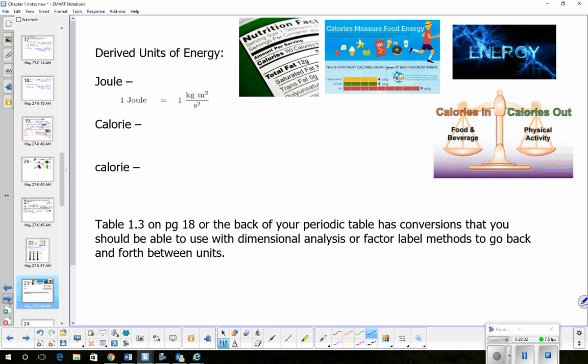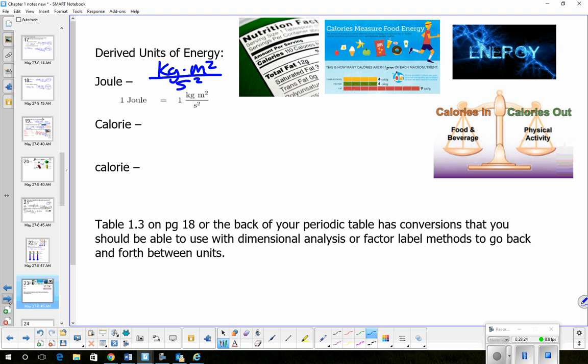Okay, a derived unit. So that's something that, again, would be in your analysis, would be a joule. A joule is a kilogram meter squared per second squared. So kilogram times meter squared divided by second squared. Okay, that's what a joule is. It is energy. Yes, these are all derived units of energy.